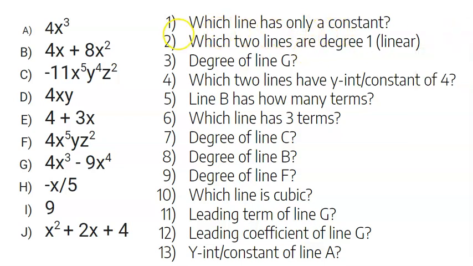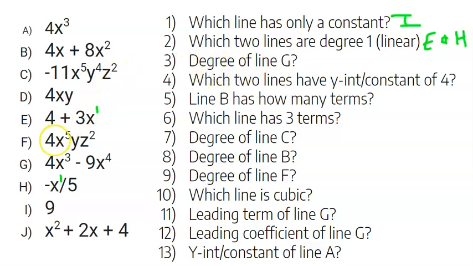Which line has only a constant on it? That would be I down here with the 9. Which two lines are first degree? So this one is second degree. We got a lot of exponents here. That's not first degree. More on that in a second. Oh, we got a first degree one right here on E, and another first degree one right here on H. So E and H. I know you might have some questions about why some of those look like first, and you'll see that some of those answers start here.